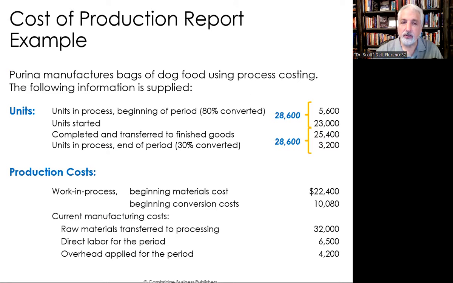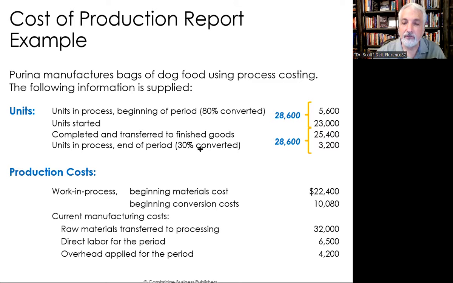So here's our cost of production report. Here's our dog food. Again, that's a process we're making and keep making off the line. I just bought some Purina One today. So we're looking at units in process, beginning of period, 80% converted. We're figuring out the units started, completed and transferred, and the level of completion at the end of the process. We're not going to worry about the 80% here, but we are going to worry about the 30% down here.